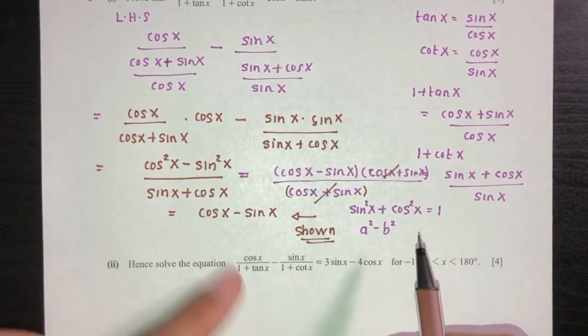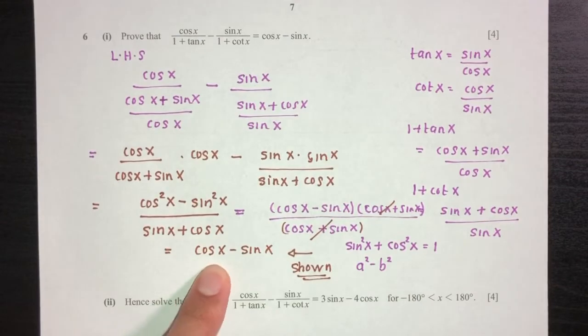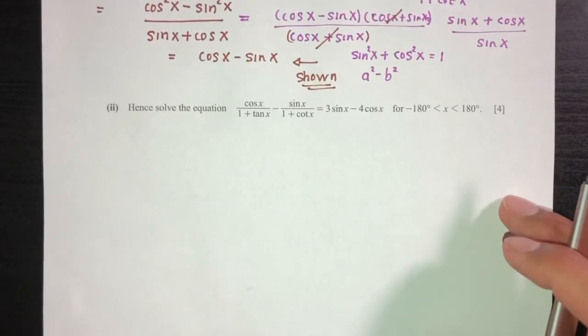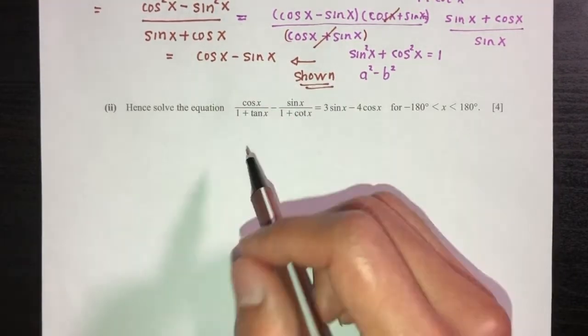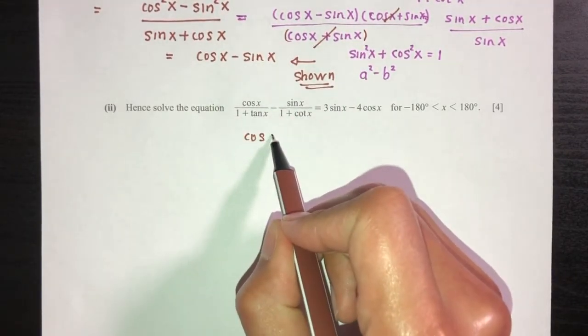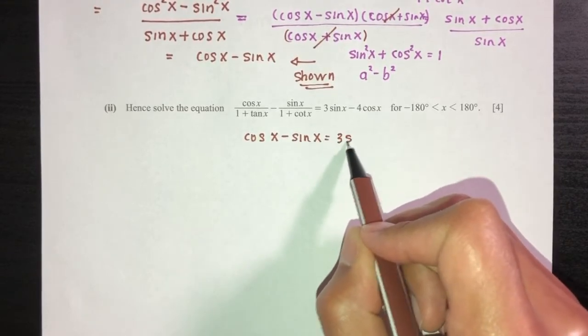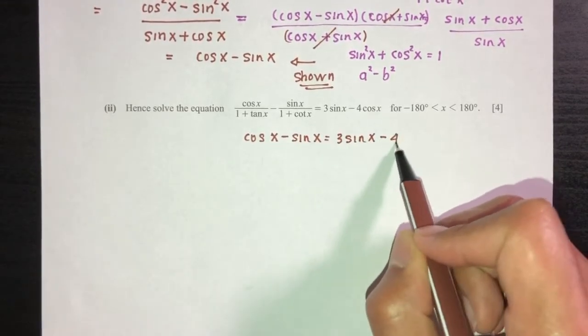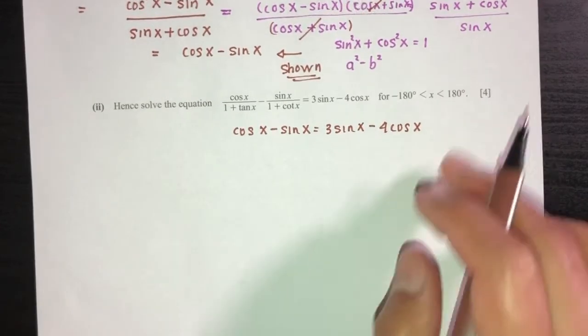Okay, this is shown as required for this equation. Now let's move on to part 2. It says hence solve this equation. So we know this is equal to cos x minus sin x, 3 sin x minus 4 cos x. So let's solve this one.